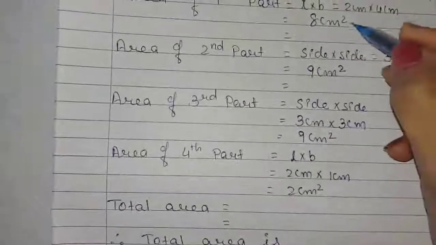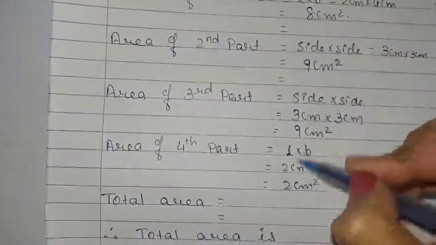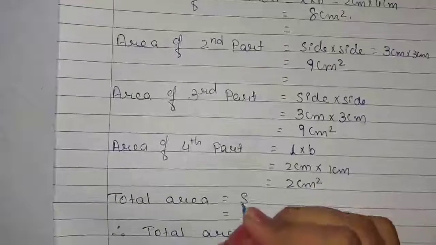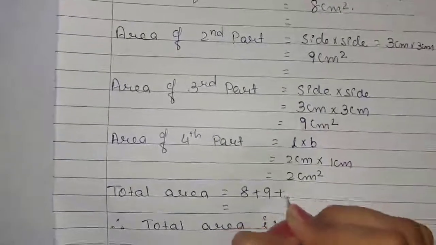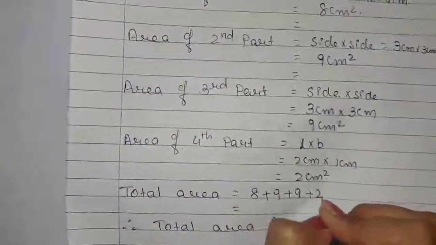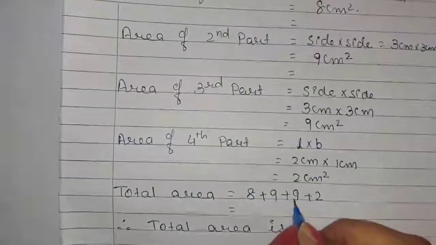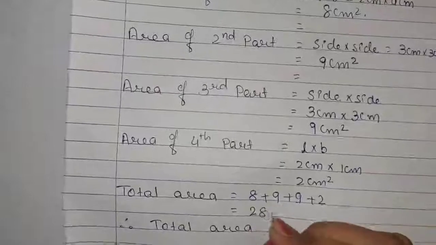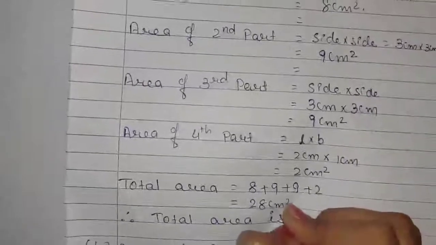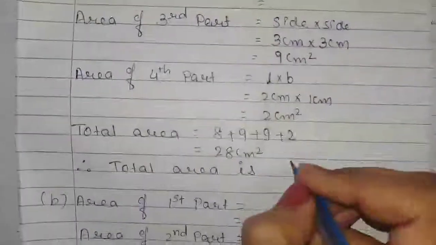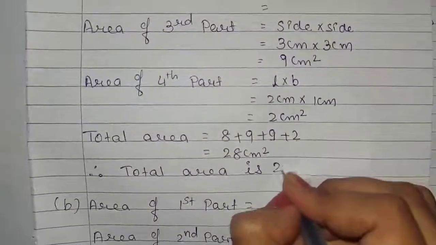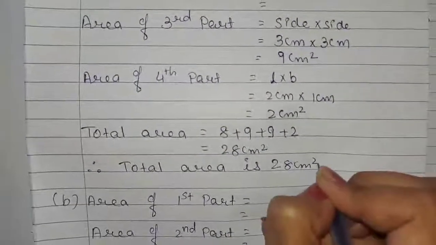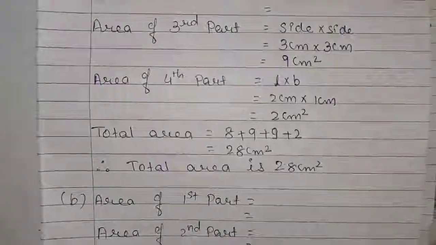Now let us take total area, 8 plus 9 plus 9 plus 2. So 8 plus 9 plus 9 plus 2, that is equals 9 plus 9, 18. 18 plus 2, 20. 20 plus 8 is 28 centimeter square. Therefore, total area is 28 centimeter square.